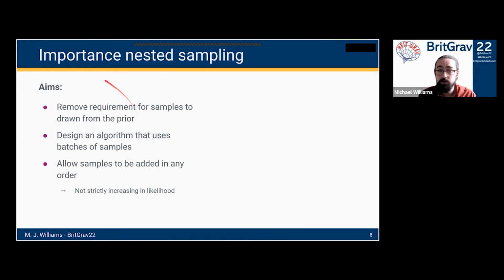The way we're going to do this is with importance nested sampling. Our aims with these changes are to remove the requirement for samples to be drawn from the prior. We want to design an algorithm that uses batches of samples that's better suited to the use of machine learning. And we want to allow samples to be added in any order, so not just strictly increasing in likelihood. If you think back to the first animation, the points were shrinking from lowest likelihood to highest likelihood. We want to remove that constraint.